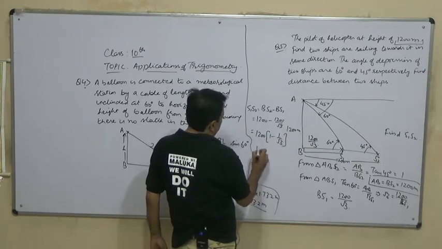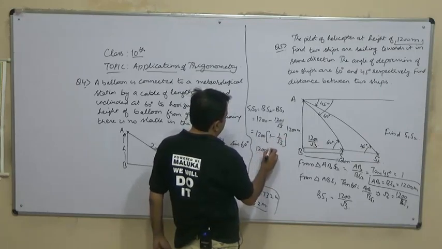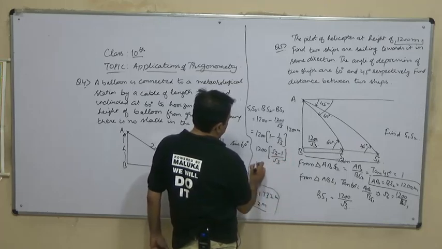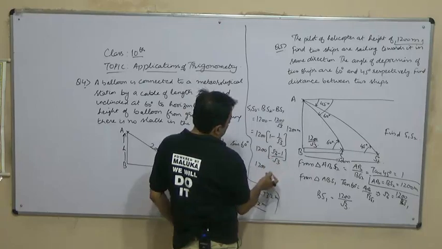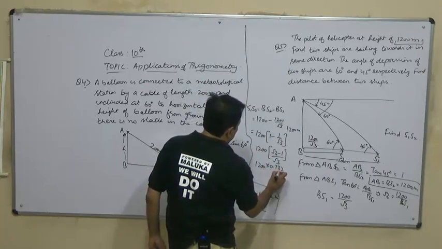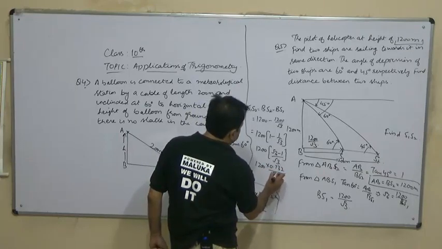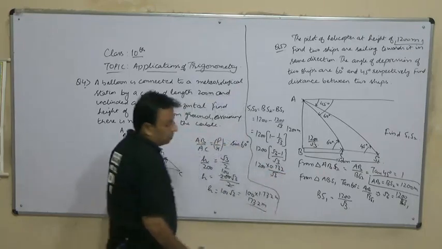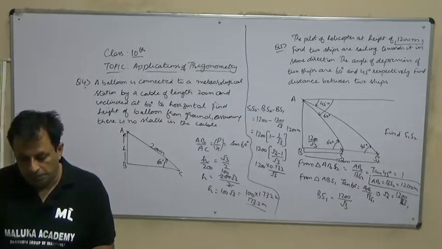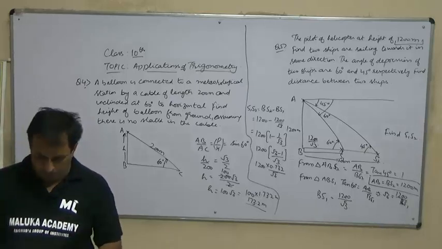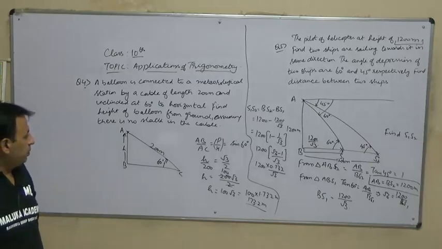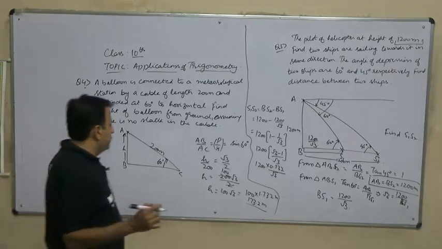So this will be 1200 into root 3 minus 1 upon root 3, which is 1200 into 1.732, that is 0.732 upon root 3. So we can solve it, this turns out to be 1200 upon root 3, yes, so we can calculate it.